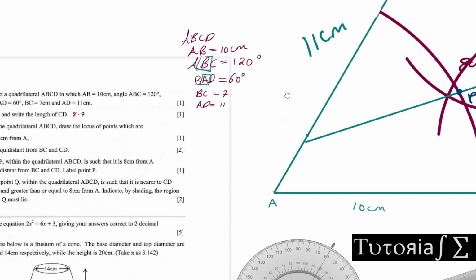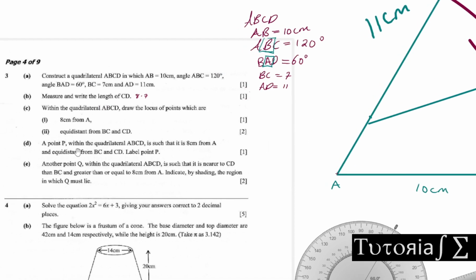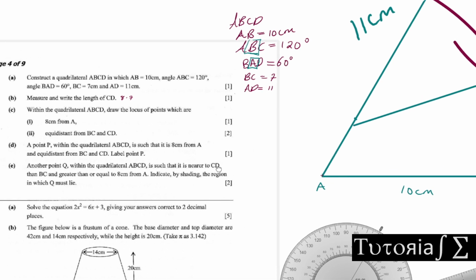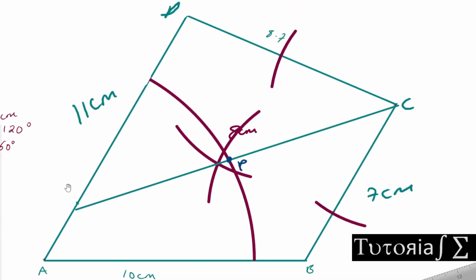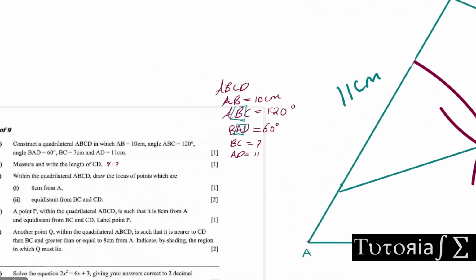Go to the other question. Another point Q within the quadrilateral is such that it is nearer to CD than to BC. So which point is nearer to CD than BC? So it should be above this equidistant line. It is nearer to CD than to BC. Okay, so it should be above this.